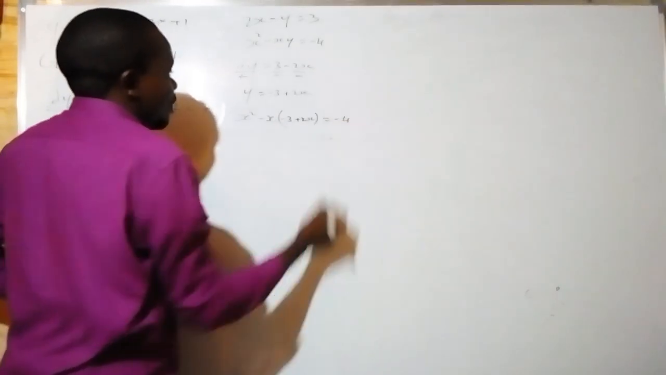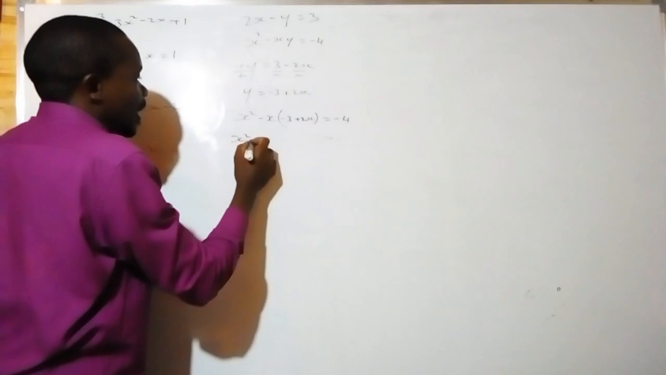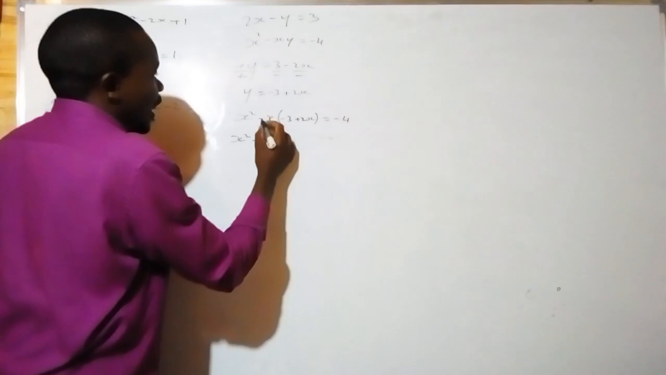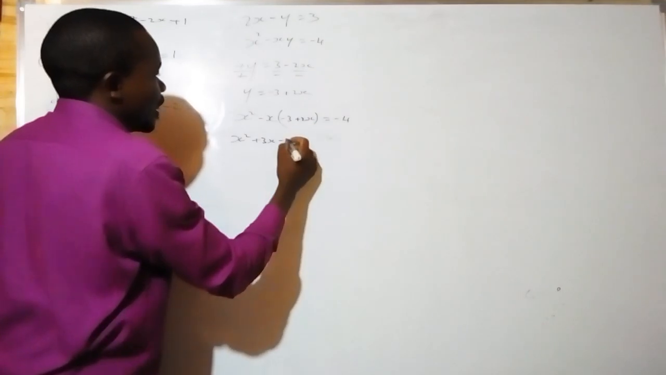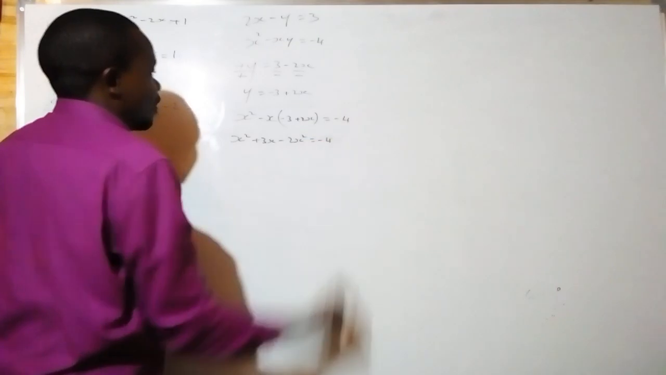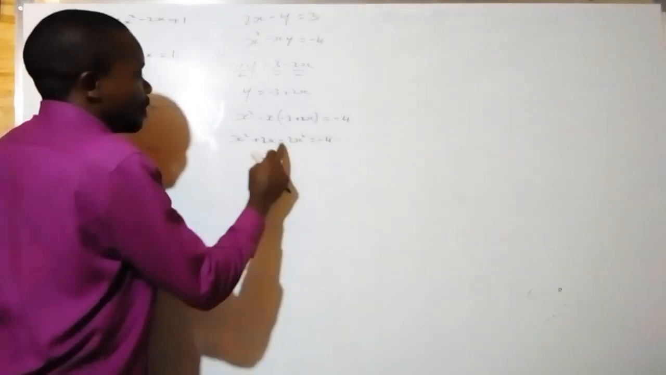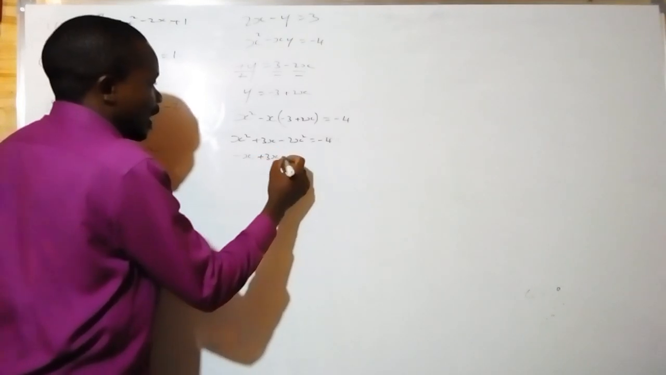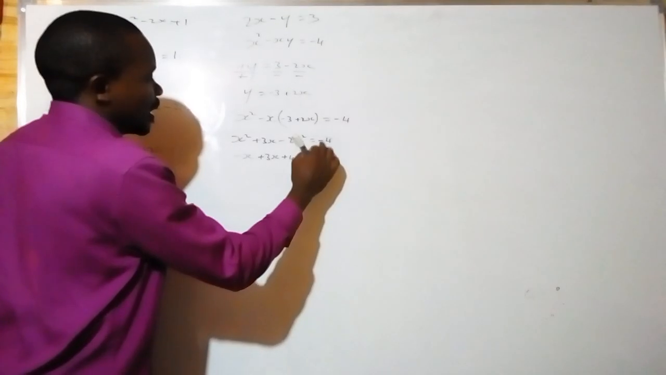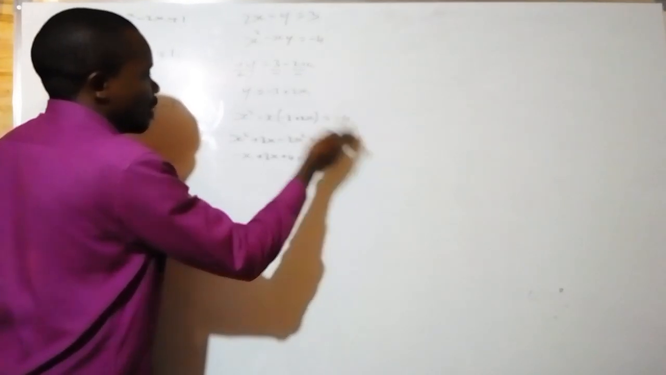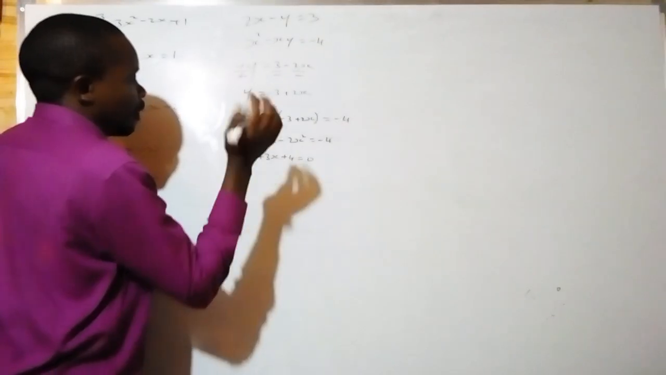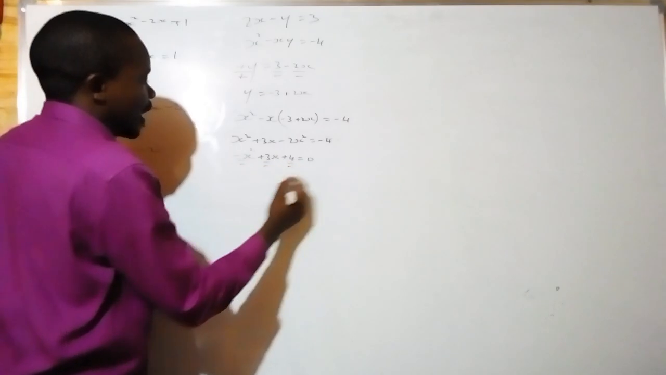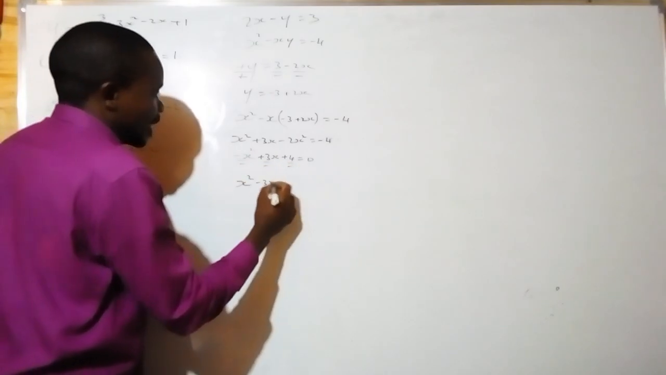Open the bracket: x squared, negative x times negative 3 is positive 3x, negative times positive is negative, then 2x squared, is equal to negative 4. Like terms: x squared minus 2x squared is negative x squared, plus 3x plus 4 is 0. This negative 4, I've taken from right to left, so the sign changes from negative 4 to positive 4. Divide by negative throughout, and we have x squared minus 3x minus 4 is 0.